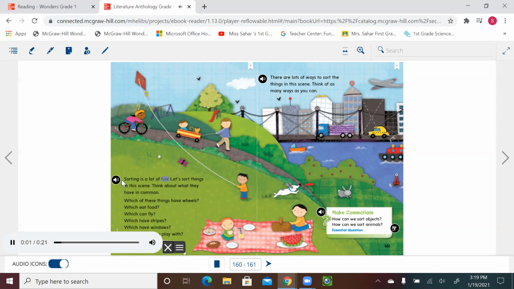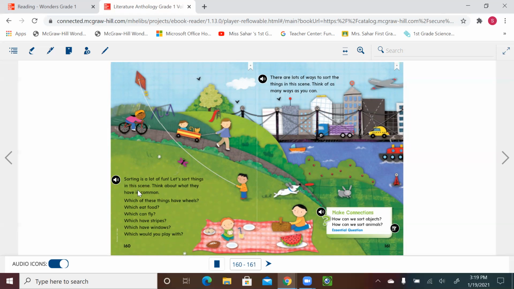Sorting is a lot of fun. Let's sort things in this scene. Think about what they have in common. Which of these things have wheels? Which eat food? Which can fly? Which have stripes? Which have windows? Which would you play with?